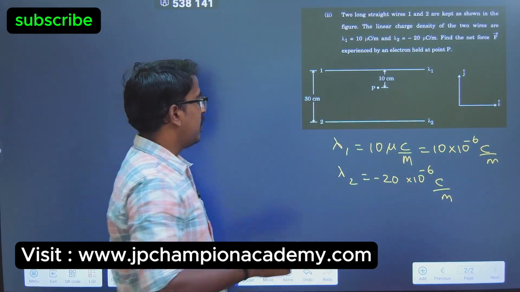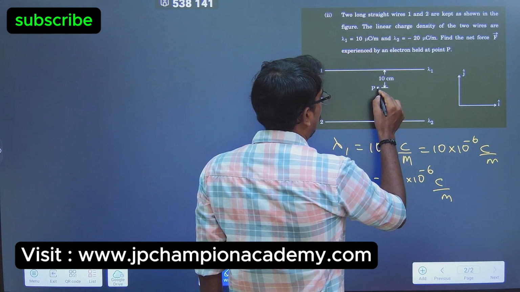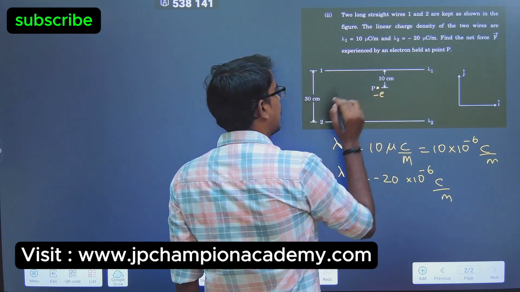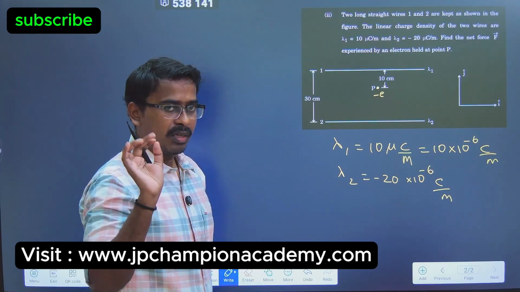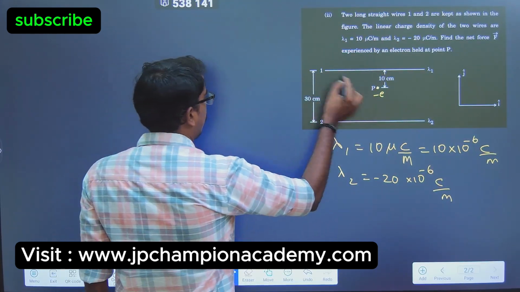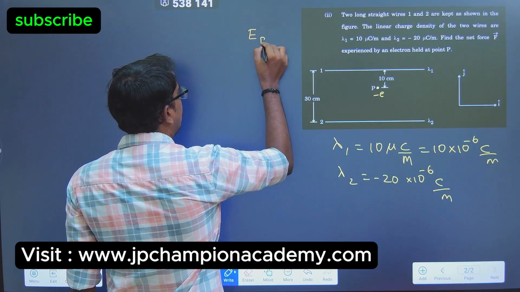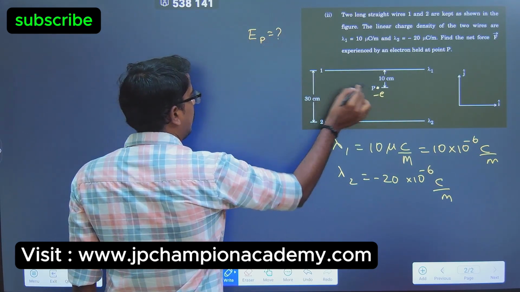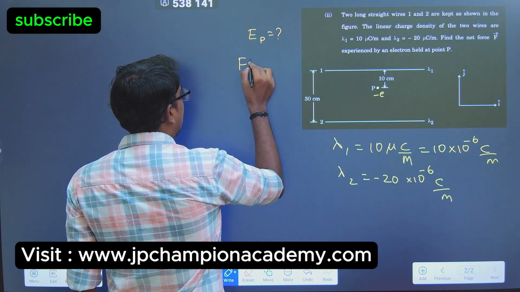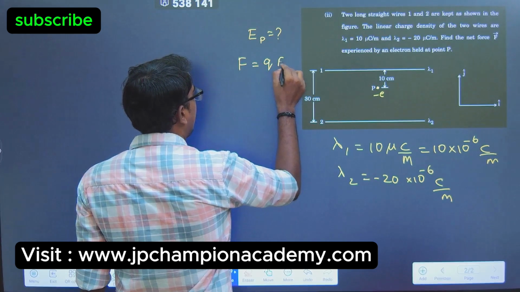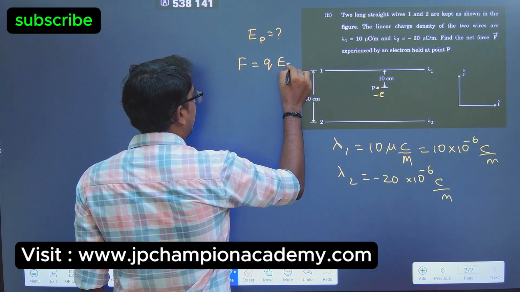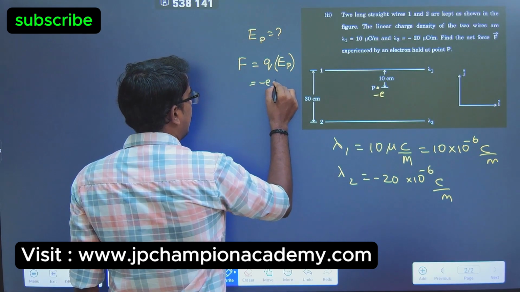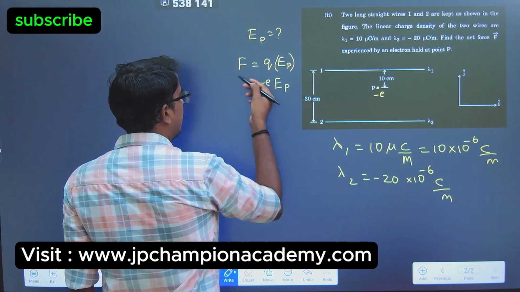Now, very interestingly, they are going to place an electron here. At point P they place an electron, and they are asking what the force on it is. So I will tell you the clear concept. First we need to find the field at point P due to these two wires. Once you find the field at point P, according to the force expression F = QE, you know the electric field at point P, and we place a charge Q in it. That charge is nothing but the electron. By just multiplying this, we'll get the answer.